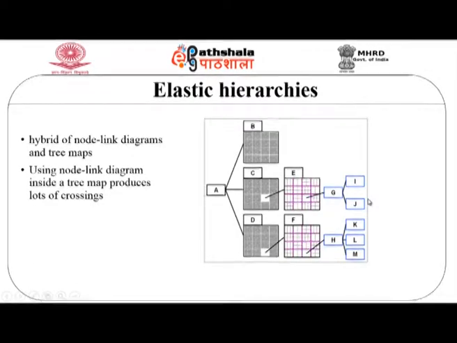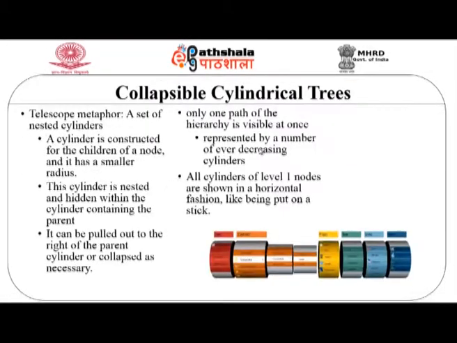There is another kind of tree which is called elastic hierarchical trees. Here it is a hybrid of node link diagrams and tree maps. It is a combination of node link as well as tree maps. Using the node link diagram inside a tree map produces lots of crossings. So in elastic hierarchies, we can see that you have the nodes as well as the links associated with the node, and along with it you have the tree map being inserted within this node link diagram.